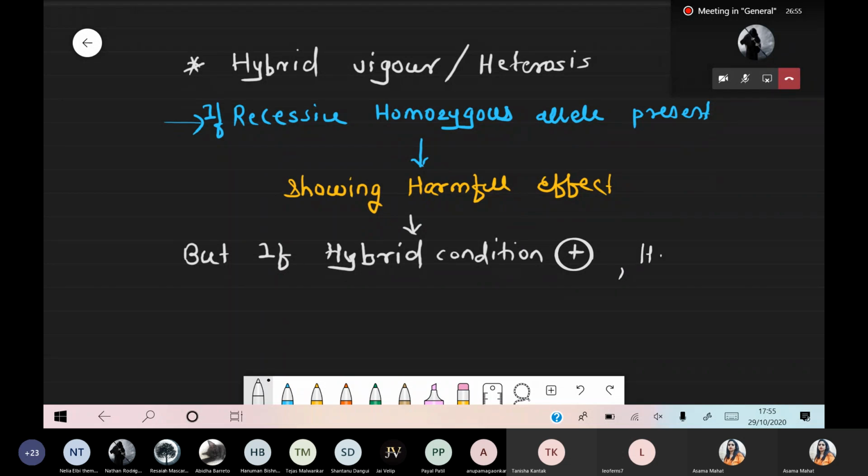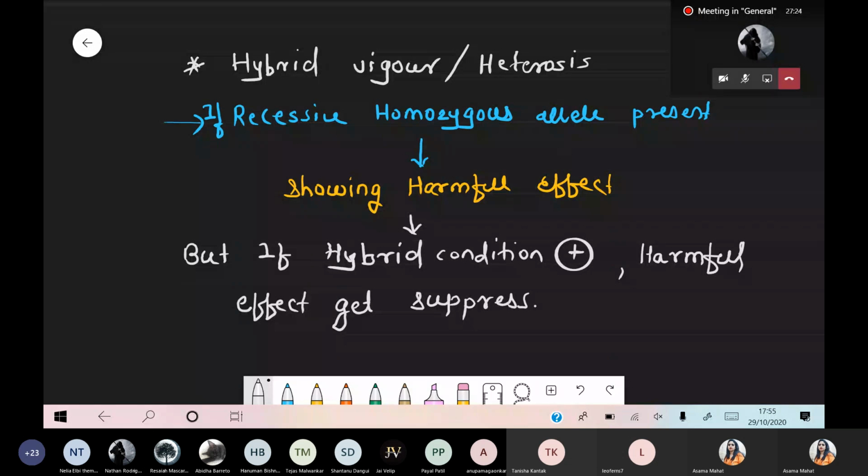That particular harmful effect gets suppressed. Okay, so this is the simple process. This is called hybrid vigor, or simply called heterosis. To explain heterosis, I'm taking one example so you will clearly understand what I want to say. So should I continue with the example?